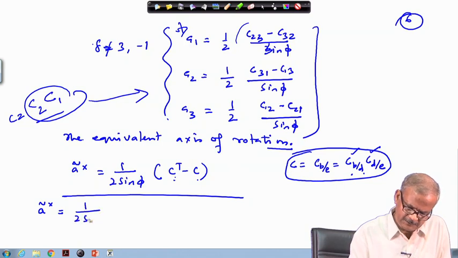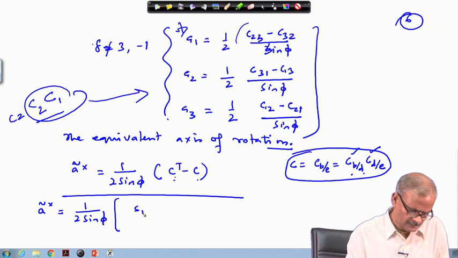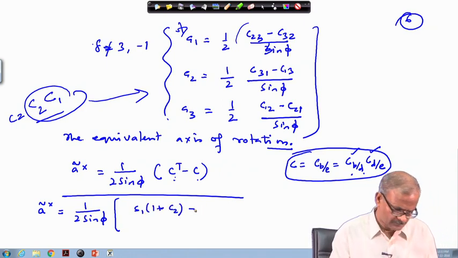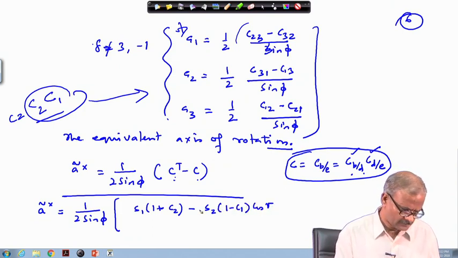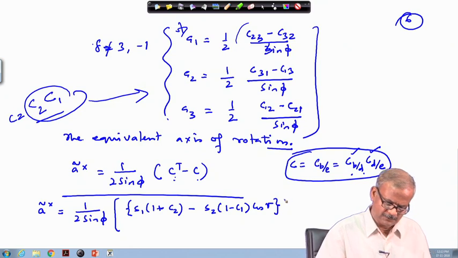This can be written as 2 sin phi. Remember gamma is the angle between vector A 1 and A 2.